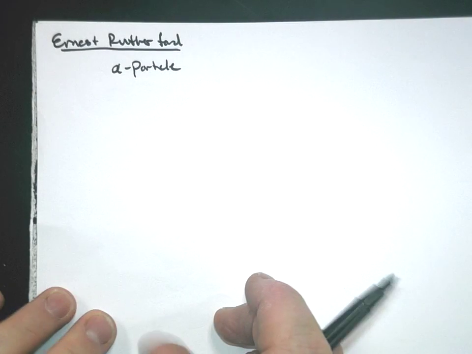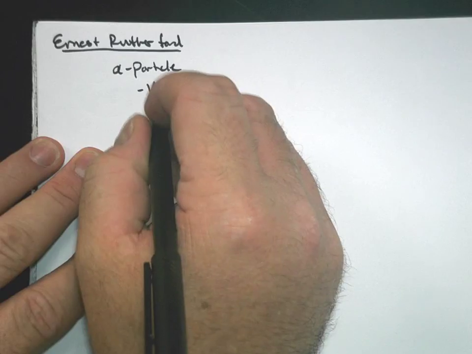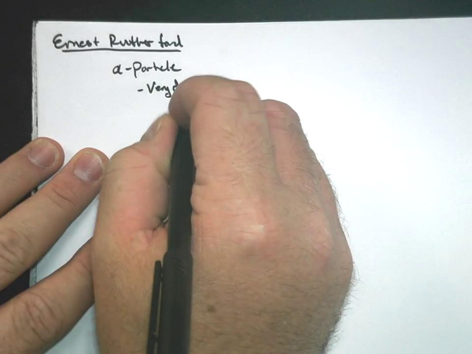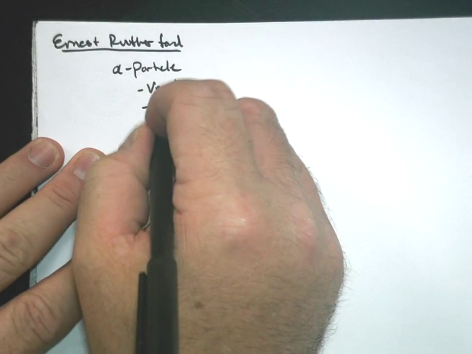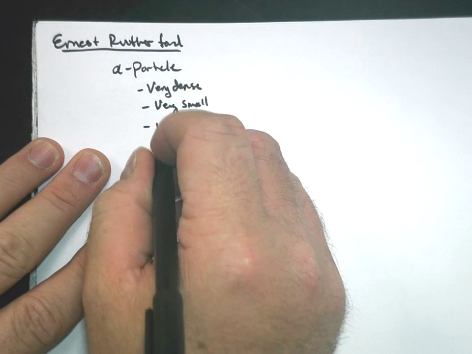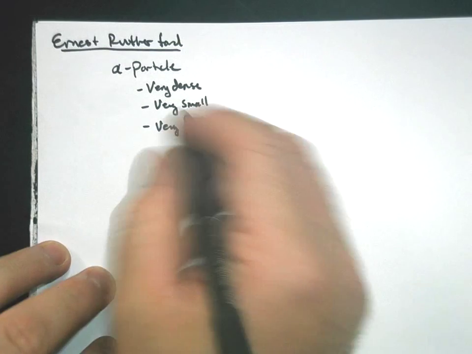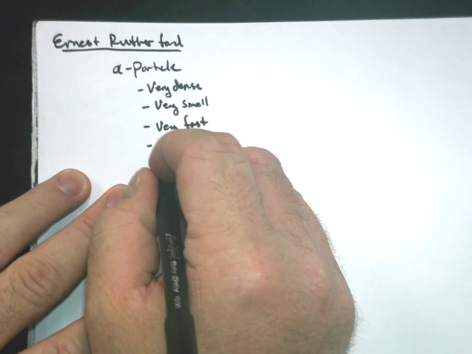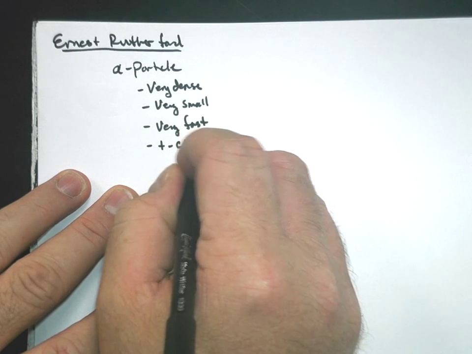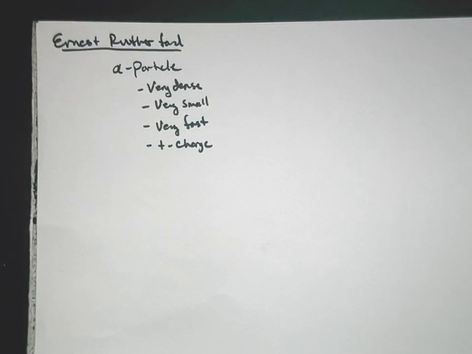What you need to know about an alpha particle right now is that it was very dense, very small, very fast, and positively charged. It had a plus charge. These are the properties of an alpha particle.